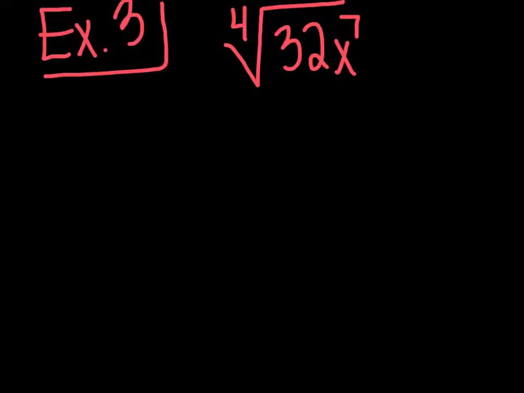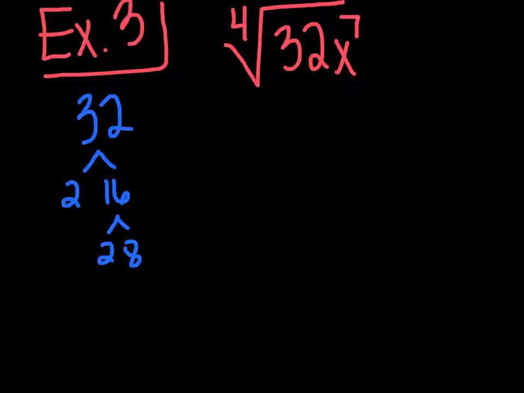Alright, so 32x to the 7 with a root of 4. So 32 we'll break down into, I'll just start with 2, so just say 2 and 16. 16 is 2 and 8. 8 is 2 and 4. And then 2 and 2. So again, instead of making this factoring tree, whatever is easier for you, start with 2. Does 2 to some power give me 32? Yes. 5. 2 to the 5th gives you 32. So you know there's going to be 5 2's without having to write down the whole factoring tree.